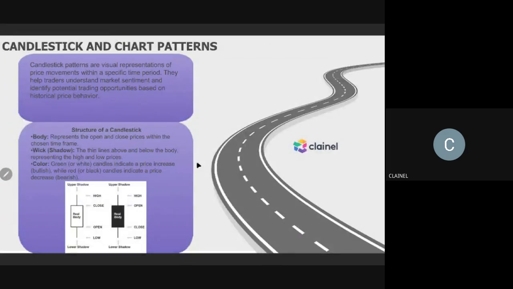Move on to candlestick and chart patterns. Candlestick patterns are visual representations of price movements within a specific time period. They help traders understand market sentiments and identify potential trading opportunities based on historical price behavior. You see this keyword, historical price behavior. We are looking at previous price data.